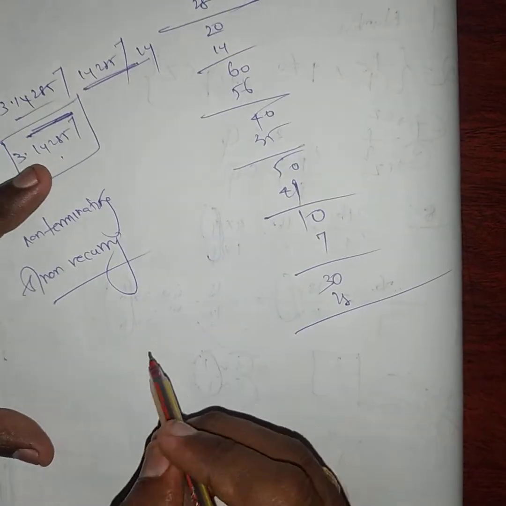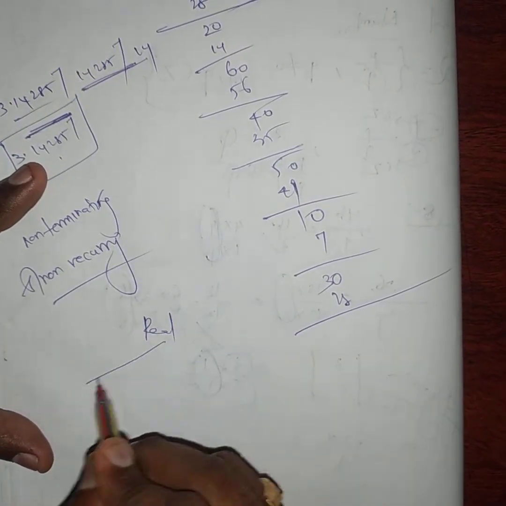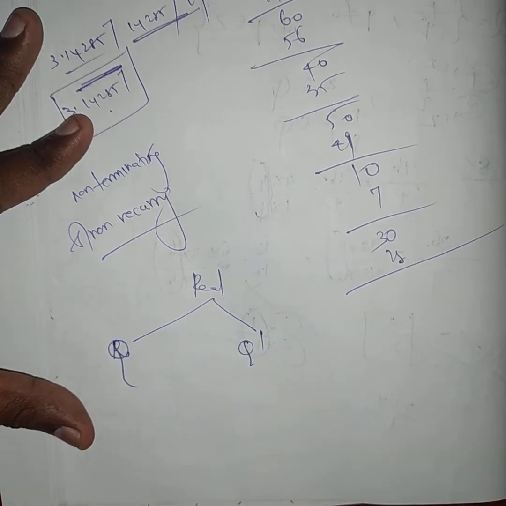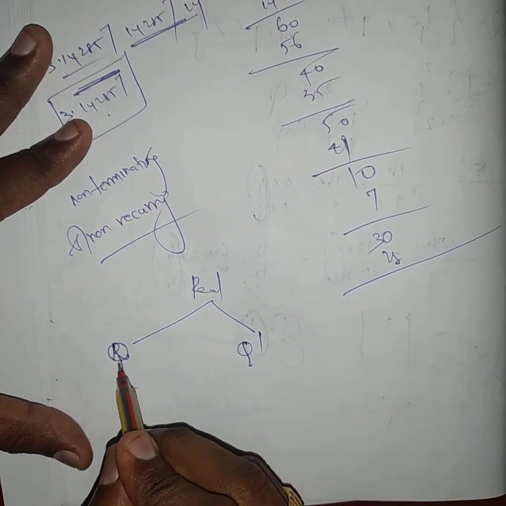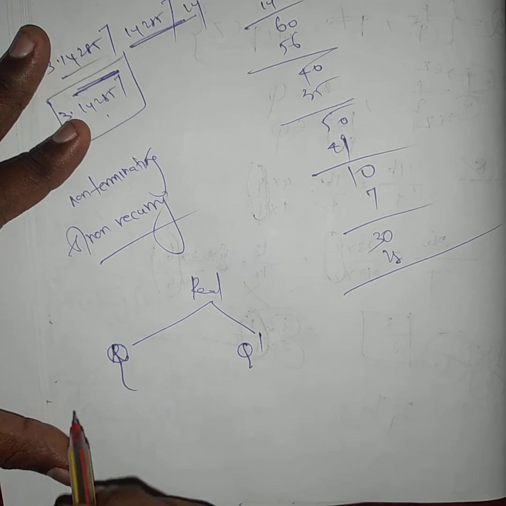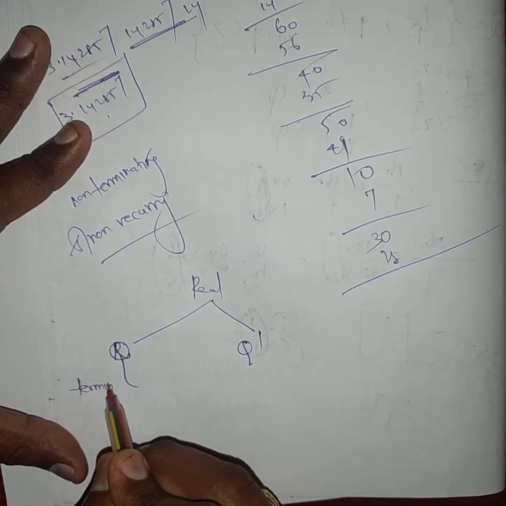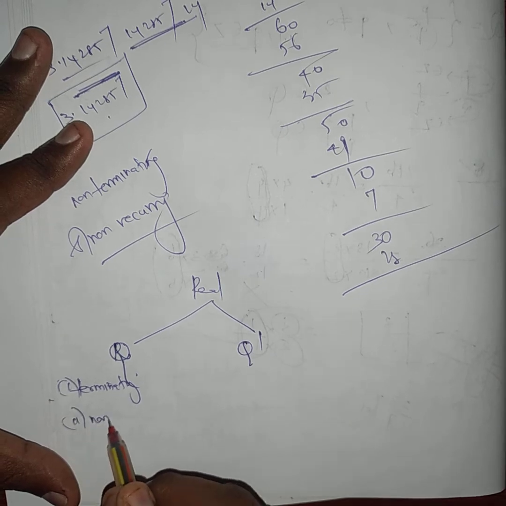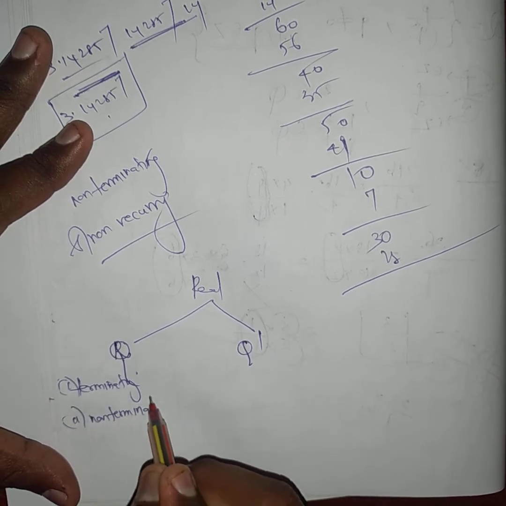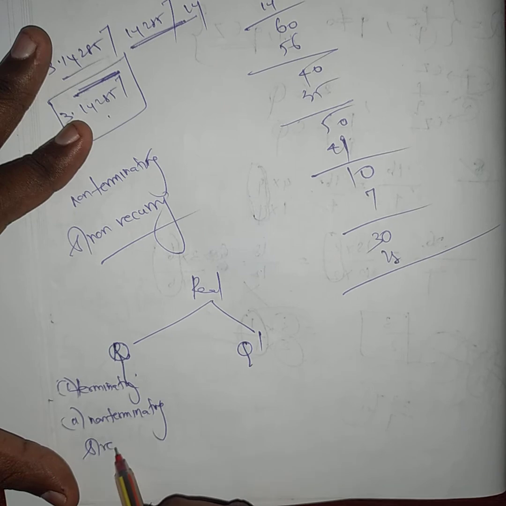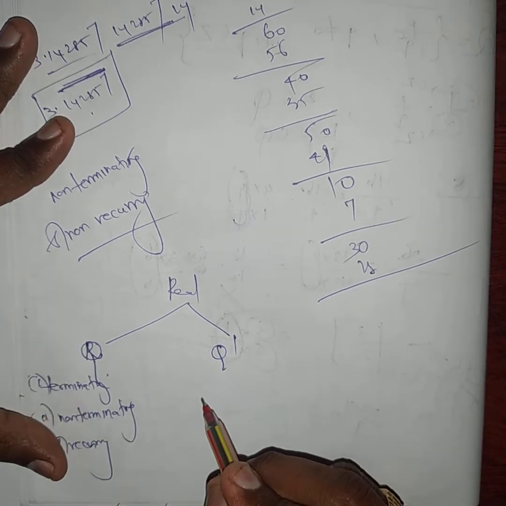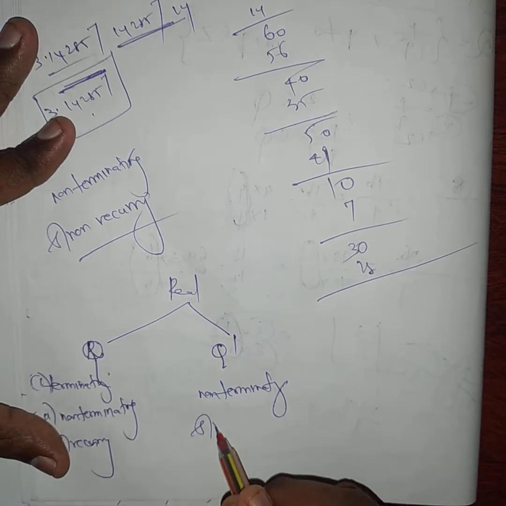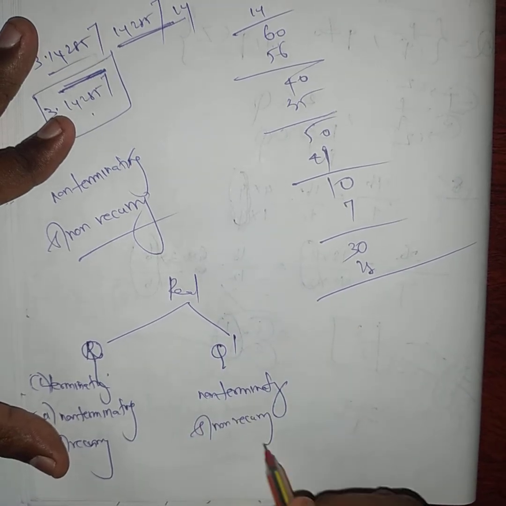From real numbers we can describe two things. One is rational numbers Q and another is irrational numbers Q dash. So terminating numbers are called rational numbers. The other one, non-terminating and recurring, is also rational. Here non-terminating and non-recurring will not recur.